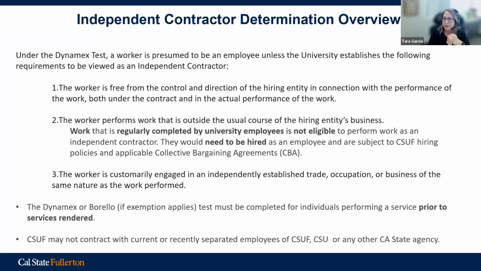The work is performed outside the usual course of work here at the university. So what does that mean? If the work is regularly completed by a university employee, they cannot be an independent contractor. If the work is covered under a collective bargaining agreement, in most cases, they cannot be hired as an independent contractor. They will be hired as an employee. Now, there are some caveats there under another exemption to this rule, and we do review those once you submit the forms to us. So if there is some sort of caveat to the Dynamex test, we will use another test called Borello to find out if we're able to have that person work as an independent contractor.